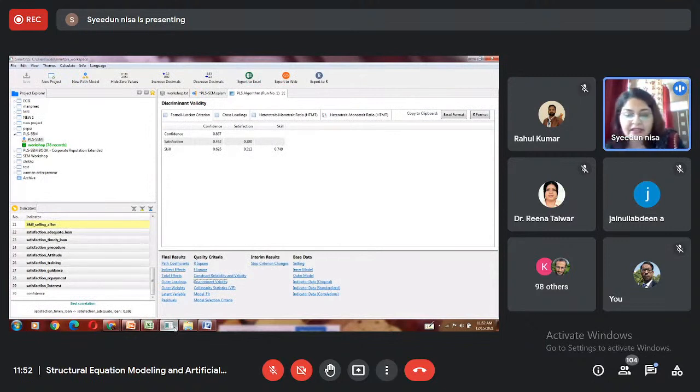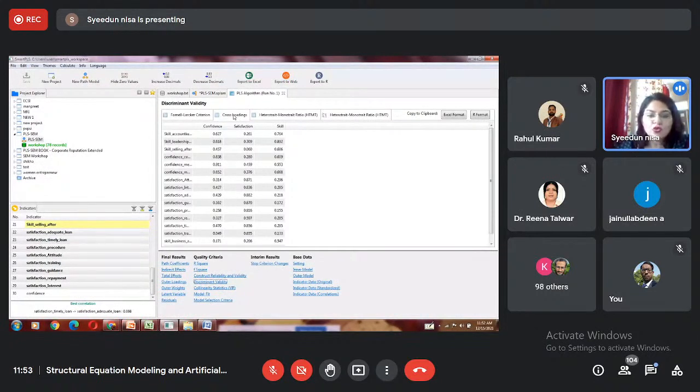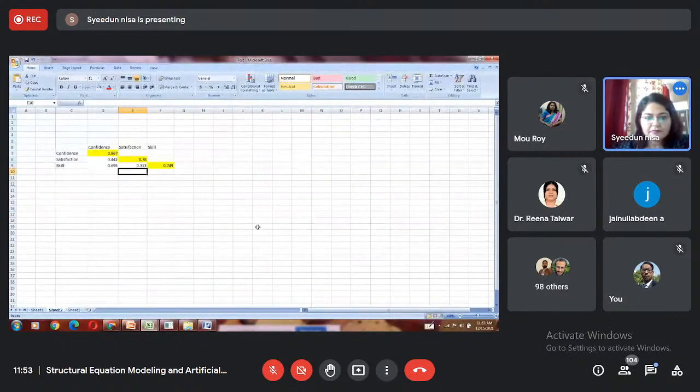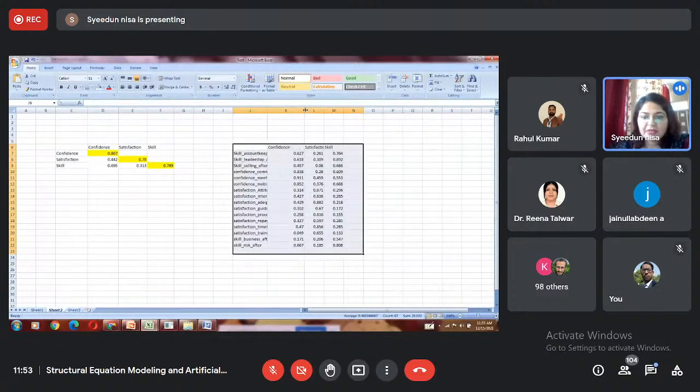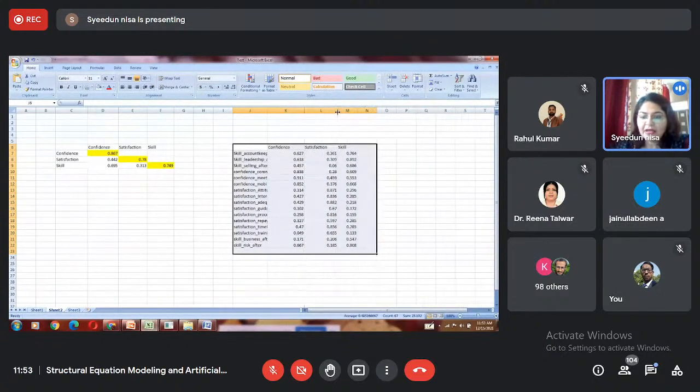Okay, so this is the first thing, Fornell and Larcker criterion. Second thing is your cross loadings. This is also used to measure your discriminant validity. So what does this say? Again, if I copy it and paste it in Excel. Right now we are talking about discriminant validity. And what does discriminant validity say?